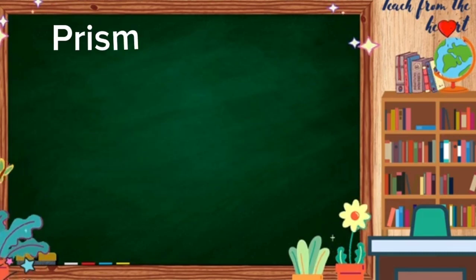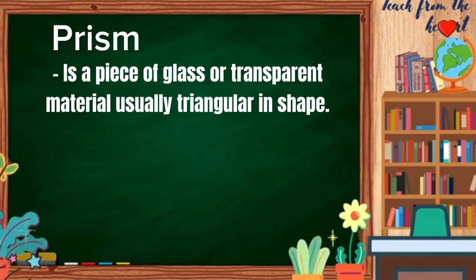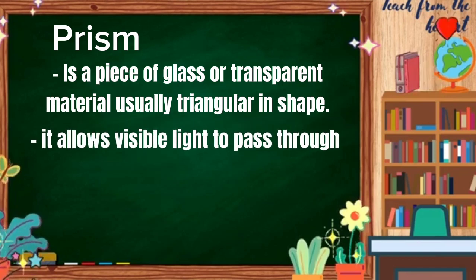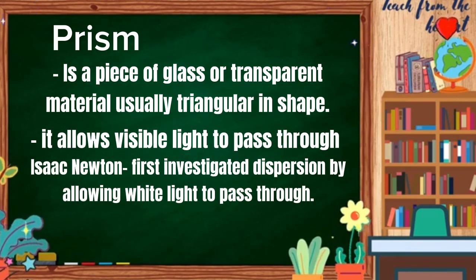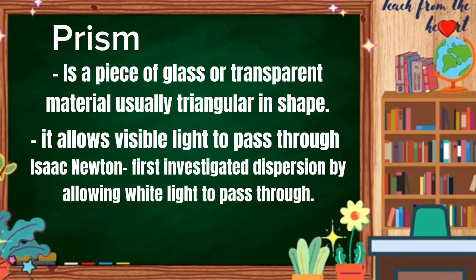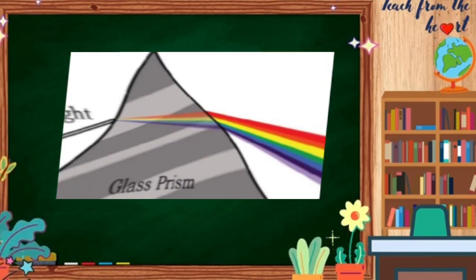So what is a prism? It is a piece of glass or transparent material, usually triangular in shape. It allows visible light to pass through, and Isaac Newton first investigated dispersion by allowing white light to pass through.